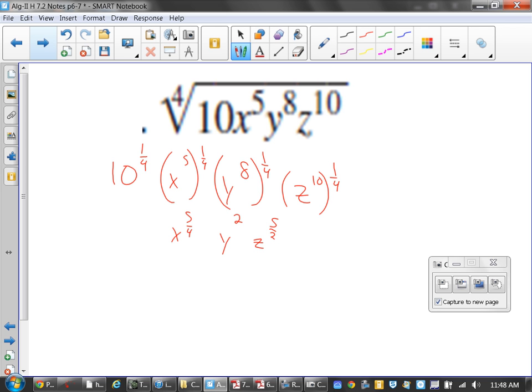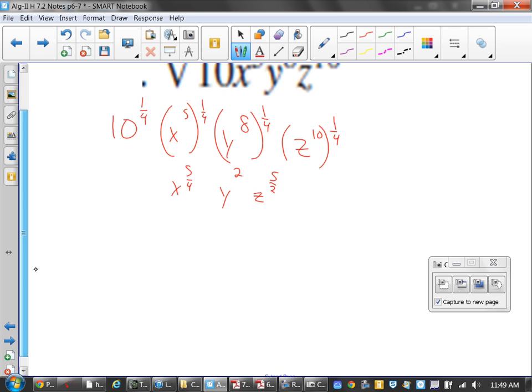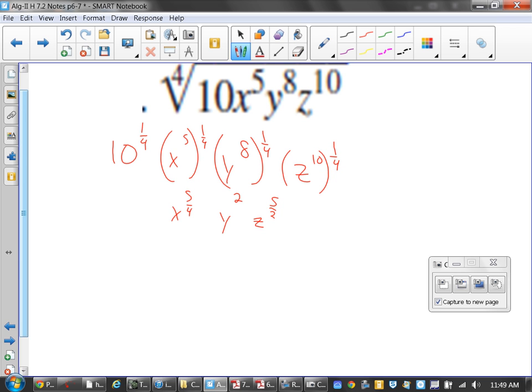Okay, make sure you've got your pen. So here's why this worked. Can you get the 4th root of 10? No, so it had to stand underneath the radical. 4 goes into 5 how many times? One whole, and how many are left over? One. So 5/4 is one whole and a fourth. So there's 1 and 1/4.